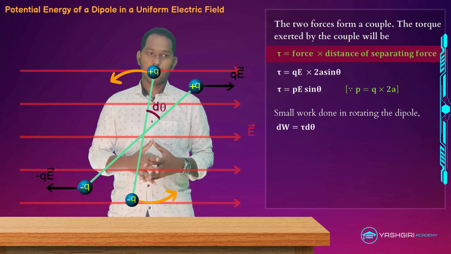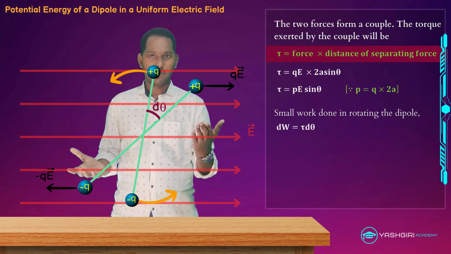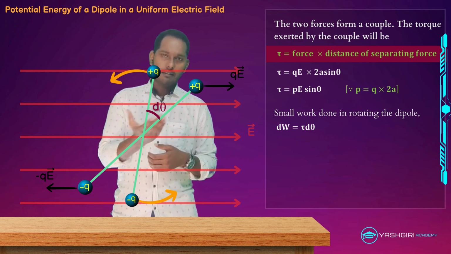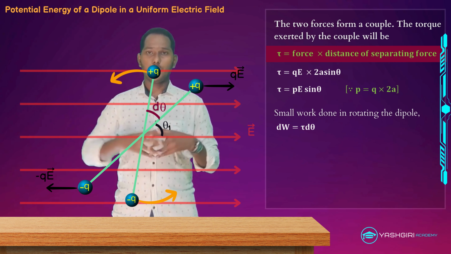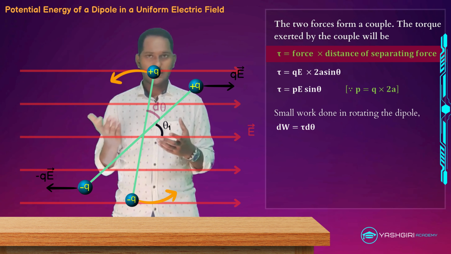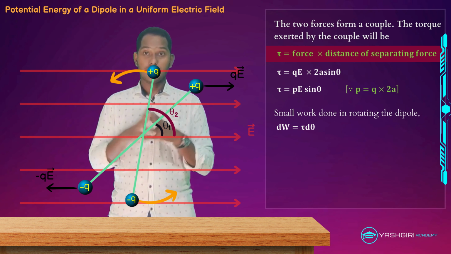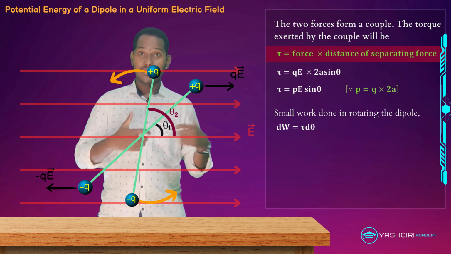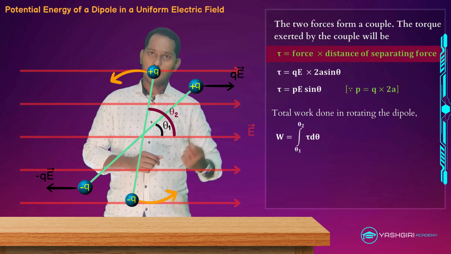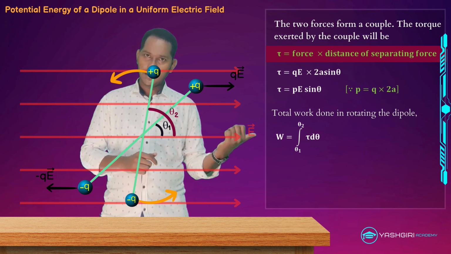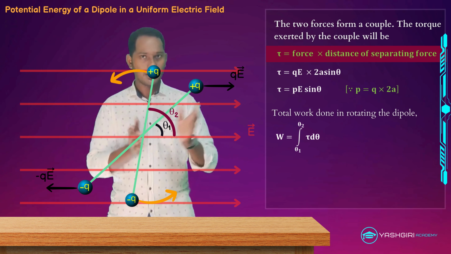Now let us say, if you are moving this electric dipole, at the starting the electric dipole moment is making some angle of theta 1 with the electric field, and you are taking it to some other angle of theta 2, right? So here in this case, students, we can integrate it and we can get the overall work done. So the total work done will be equal to an integral of tau d theta, and the limits will be from theta 1 to theta 2.